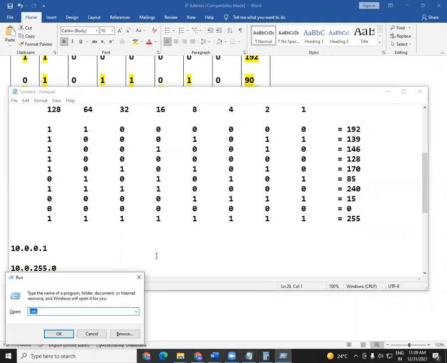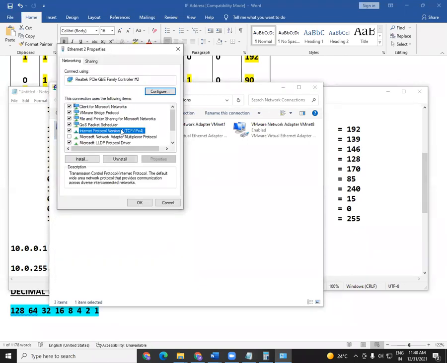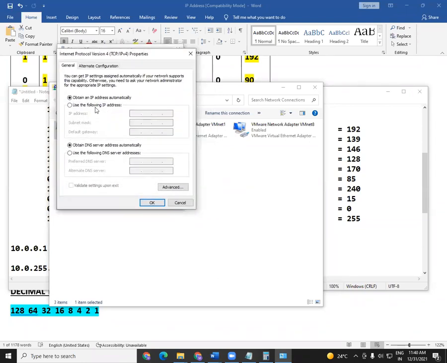Let us see practically. I'll go to my computer. Properties. TCP/IP version 4, then properties. Now see here, it says use the following IP address. So if I enter the IP address as 10.0.255.1, it is accepting my IP address. It is not showing any error. Everything is good now, because in every octet, I'm using a number between 0 and 255 only.